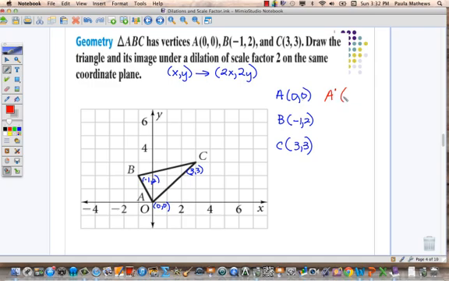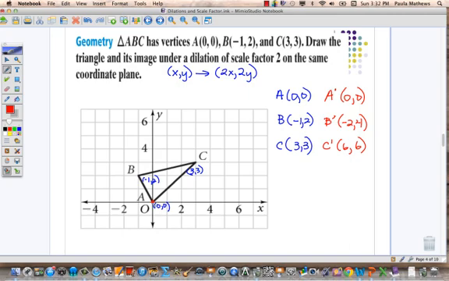We're going to multiply each of these coordinates by 2. So that means A prime is going to be at 0, 0, because 2 times 0 and 2 times 0 does not change. B prime is going to be at, well, let's see, negative 1 times 2 is negative 2, and 2 times 2 is 4. And then C prime is going to be at 3 times 2 is 6, and 3 times 2 is 6.